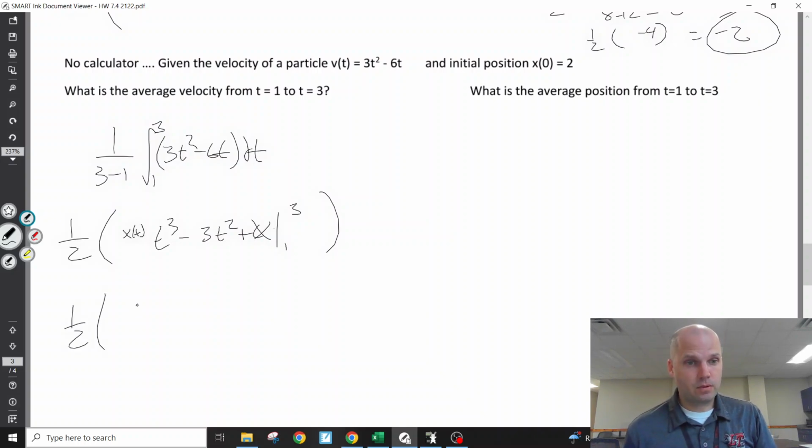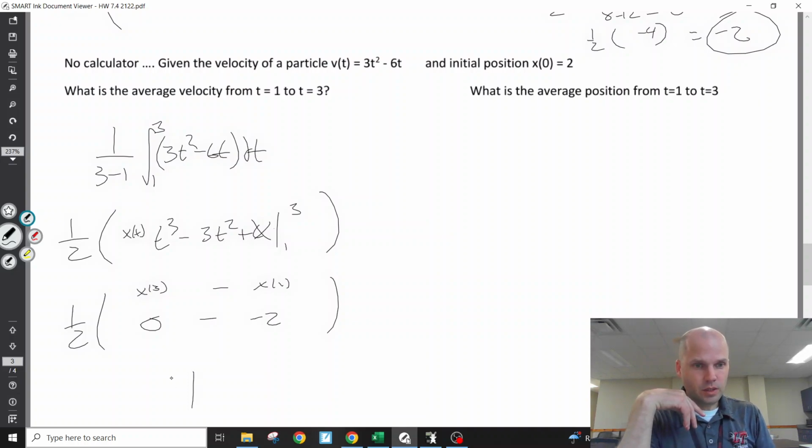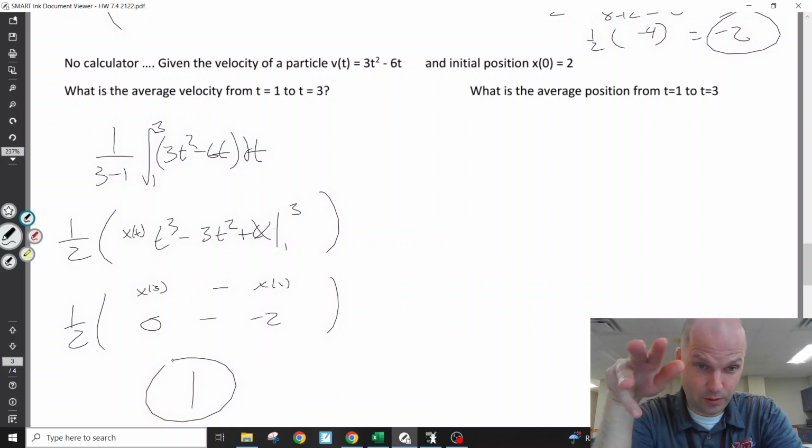Plug in 3, and I'll plug in 1. 27 minus 27 is 0. 1 minus 3 is negative 2. So my average velocity is 1. You can check that with your calculator.